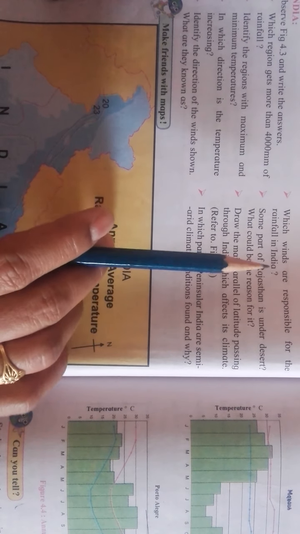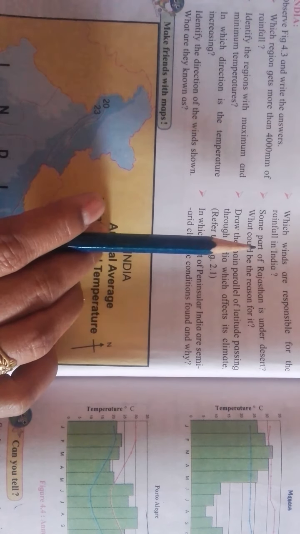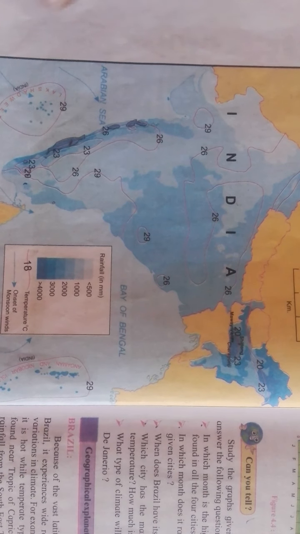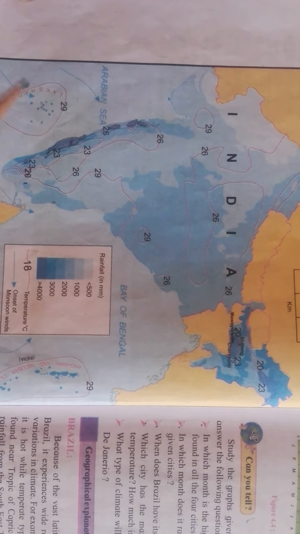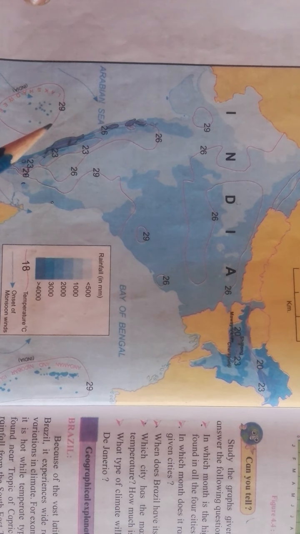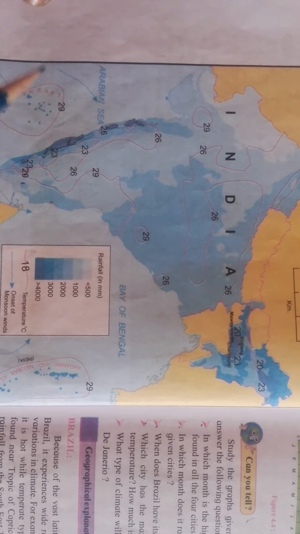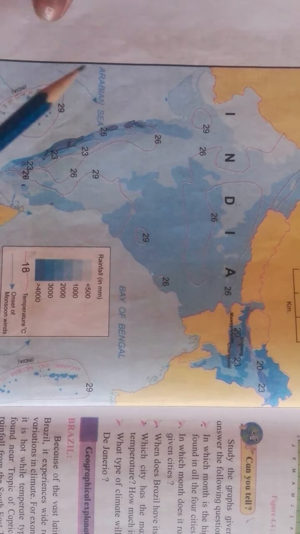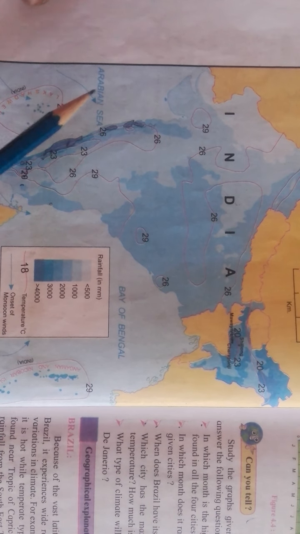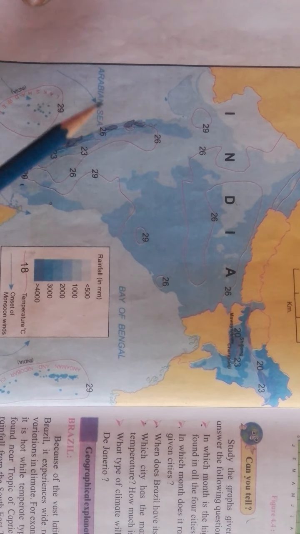Next question, which winds are responsible for the rainfall in India? See the answer. The southwest winds are responsible for rainfall in India. Why? Because they are coming from the sea. These southwest winds are coming from the sea and they are responsible for the rainfall in India.